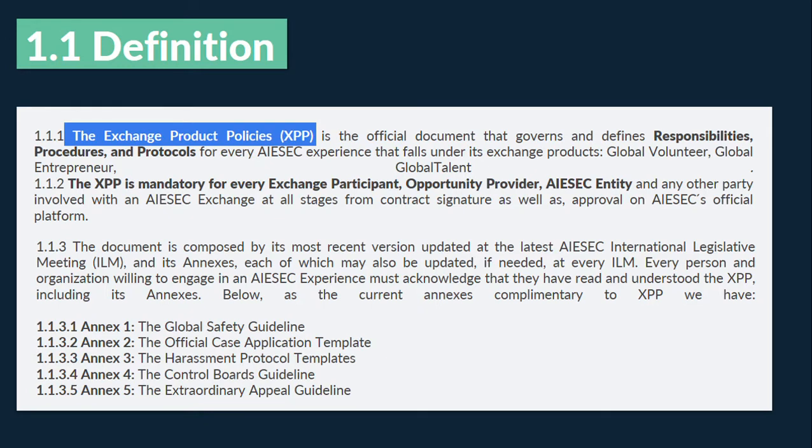Starting with the definition, you can see it on the first table of the XPP. It means the Exchange Product Policies, which is the official document defining the main responsibilities and procedures for every ISAC experience. When we say ISAC experience, we mean what falls under our exchange products for GB, GC, and GE. The XPP is mandatory for every EP, for the OPs, opportunity providers who are our partners in our IGB projects, and also the ISAC entity. So the members of ISAC are also involved with the XPP, as we are part of this organization as a stakeholder.